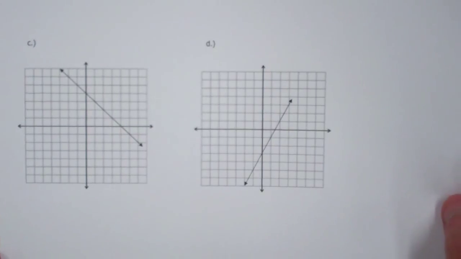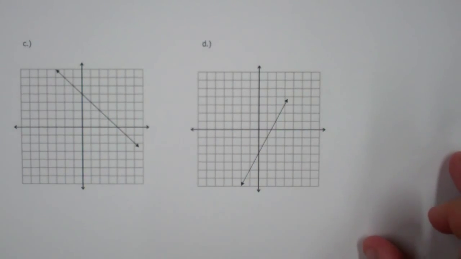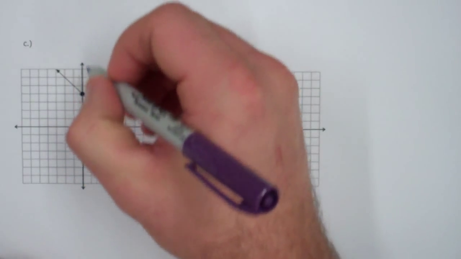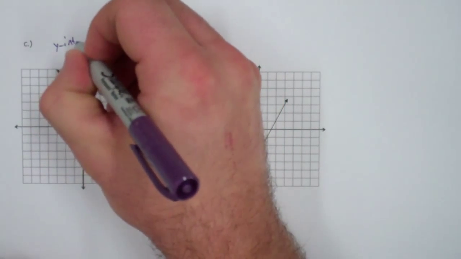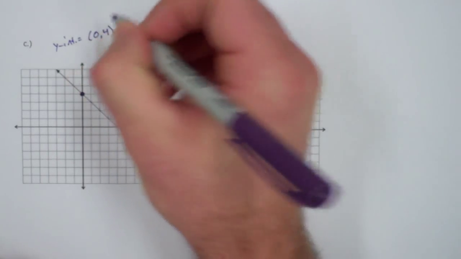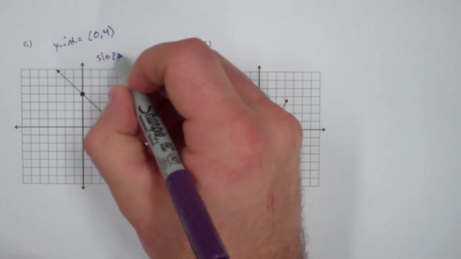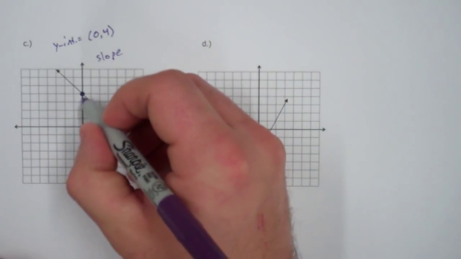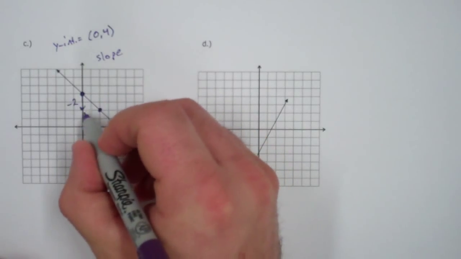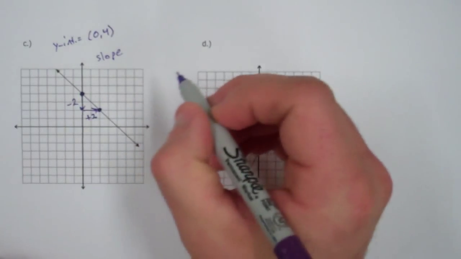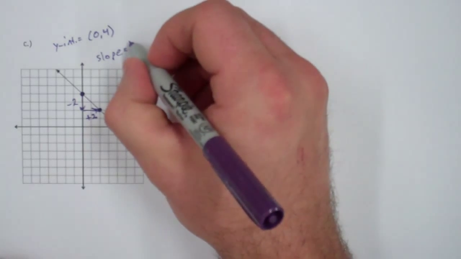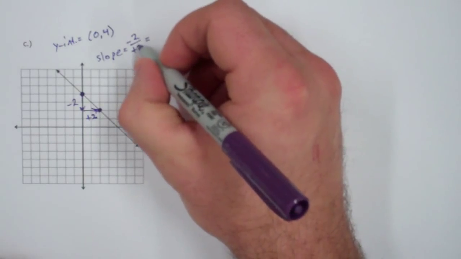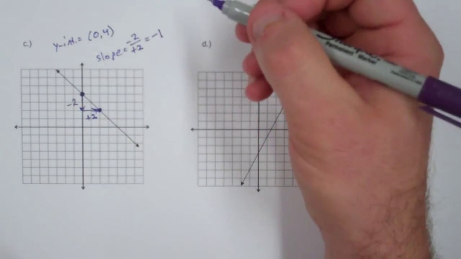A couple more here. We've got C and D. So we're going to identify the y-intercept. The y-intercept is (0, 4). The slope of this line, you could pick any 2 points, doesn't really matter. So that's down 2, right 2. So the slope will be rise over run, or the change in y over the change in x, and negative 2 divided by positive 2 is negative 1.